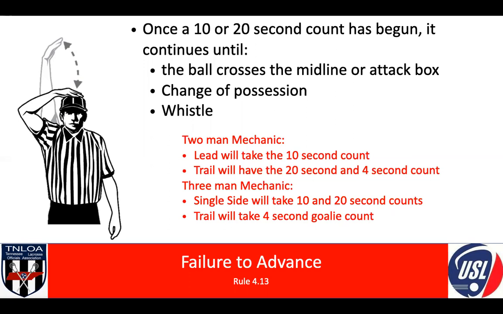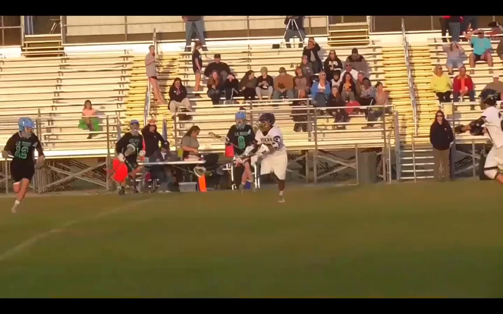A failure to advance call is an immediate whistle and change of possession. In the two-man mechanic, meaning two officials on the field, the lead will always take the 10-second count, and the trail will have the 20-second count and the 4-second count. In the three-man mechanic, the single side will always have the 10-second and 20-second counts, and the trail will have the 4-second goalie count.